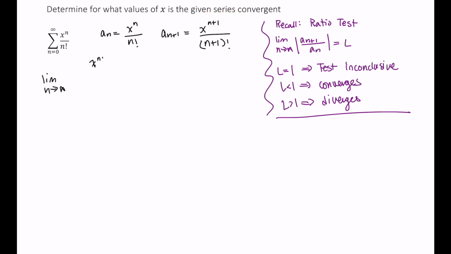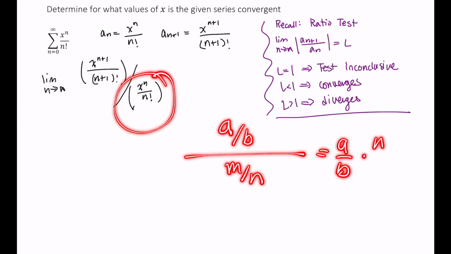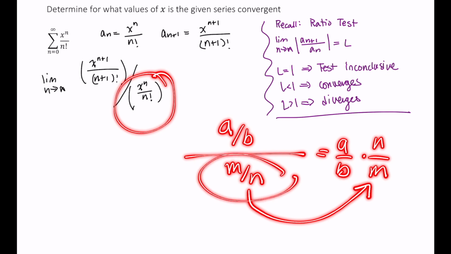Now let's take a look at our limit, this ratio of the nth plus 1 term. So that's x to the n plus 1 divided by n plus 1 factorial, and this whole quantity divided by x to the n over n factorial. Now we're dividing a fraction by a fraction, so let's multiply by the reciprocal of the denominator. If you have a over b divided by m over n, this is a over b times n over m. So I just flipped the denominator fraction and then multiplied.